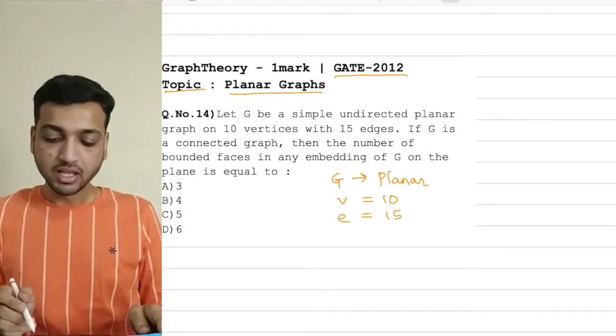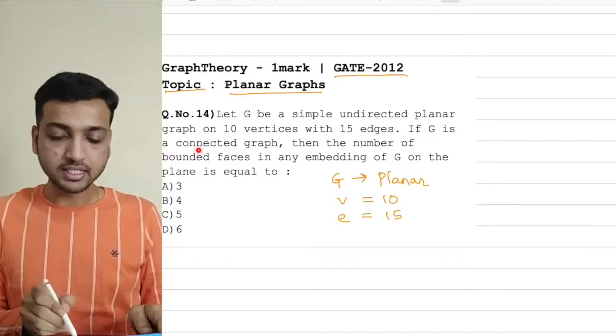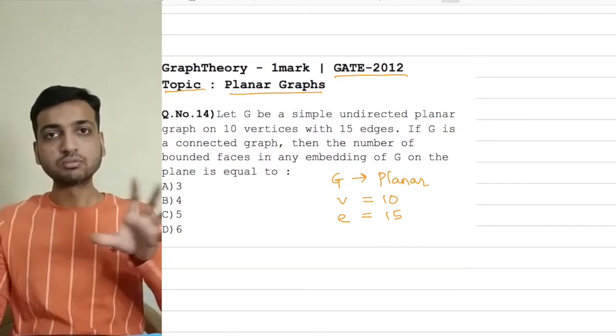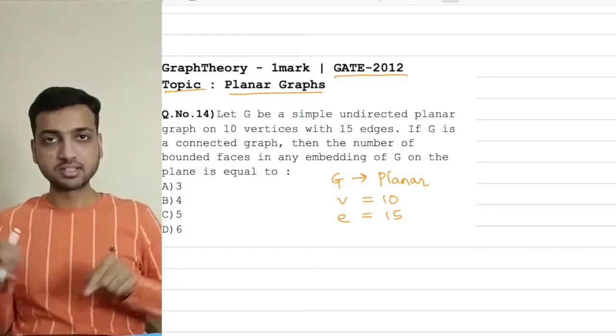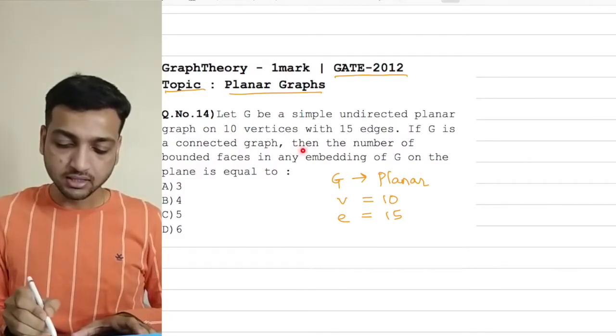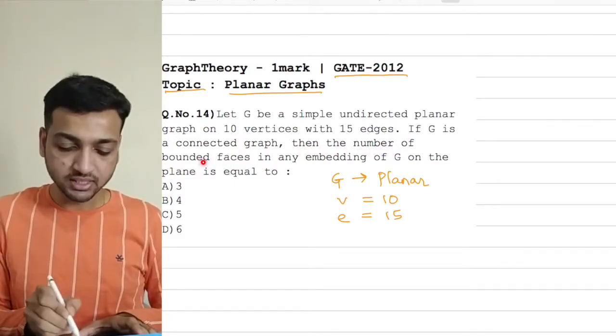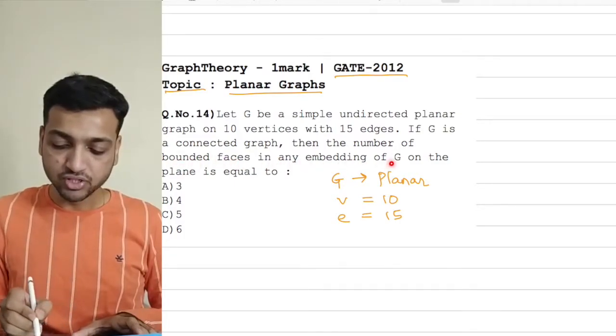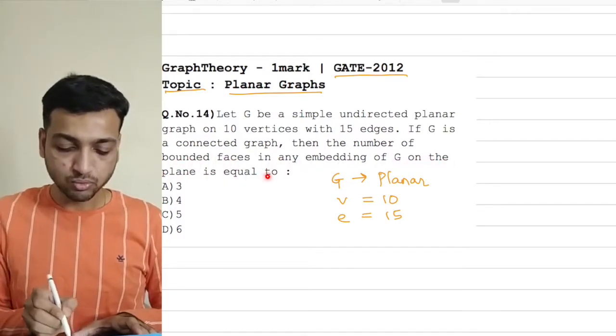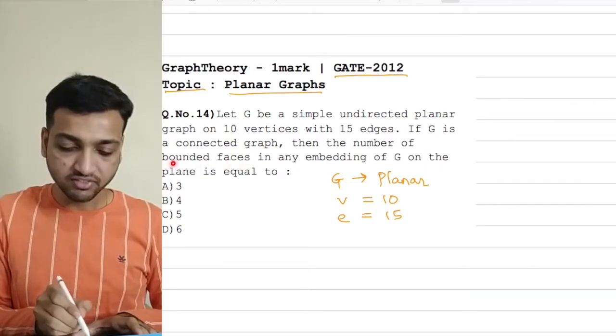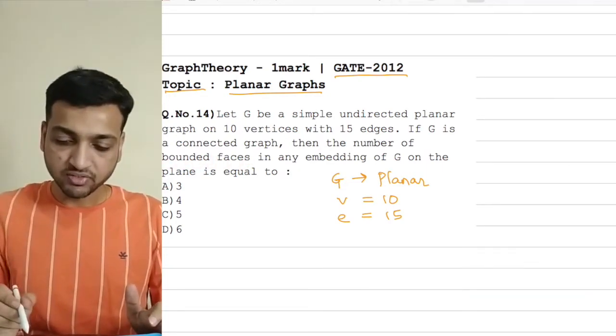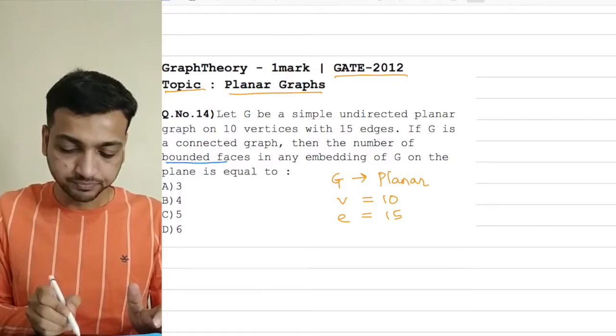Now let's go further. If G is a connected graph, so it's a connected graph, there are no different connected components, it's one single connected graph, then the number of bounded faces in any embedding of G on the plane is equal to. So we have to find the number of bounded faces. So what's the concept of bounded faces? Let me just underline it.